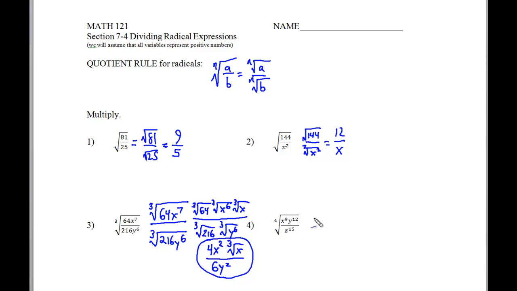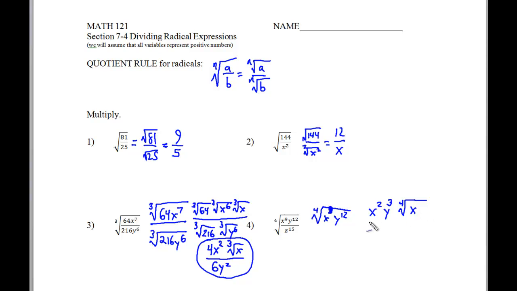I can take a faster approach, and from working with yesterday's video, you can say to yourself, okay, if I'm looking at just the numerator, which is going to be the fourth root of x to the 9th, y to the 12th, 4 doesn't go into 9 evenly, but 4 goes into 8 evenly, so that would leave me with x squared with one of my x's left over. And 4 does go into 12 evenly 3 times, so this is y cubed, and with no y's left under the radical.